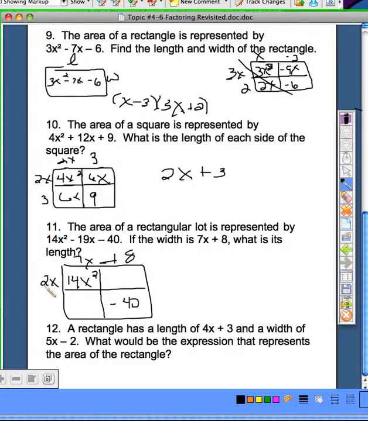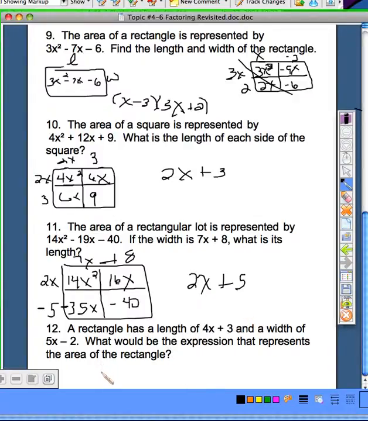an area in this little box of 14x squared. 8 times negative 5 will give me negative 40. Okay, that means this dimension must be negative 35x when I multiply it. And this dimension, 8 times 2, must be 16x. And if I combine that, I'll find that that is negative 19, so it checks out. So if the width is 7x plus 8, I look at this other dimension that I just discovered, and it is 2x plus 5. So that is the length of the rectangle.